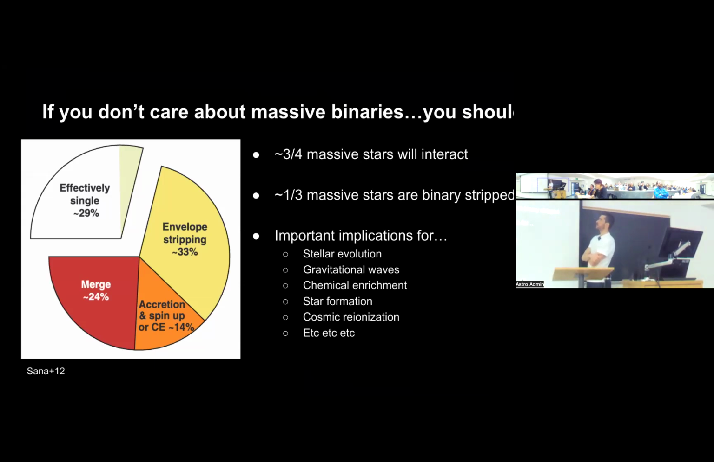If you don't care about massive binaries, you probably should. That's because 75% of massive stars are going to interact at some point in their lives. And a third of all massive stars are going to be binary stripped, where their envelope is removed through binary mass transfer. This has a huge range of implications from stellar evolution to gravitational wave mergers, cosmic ionization, et cetera. So binaries are very important.